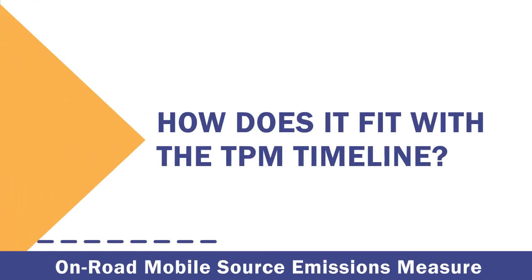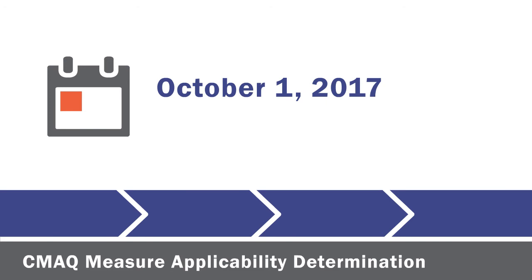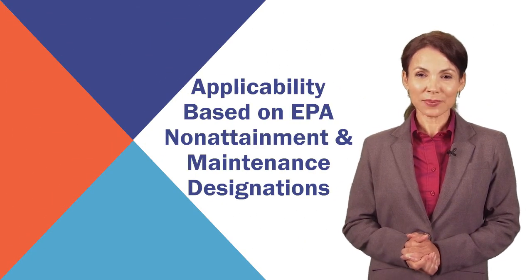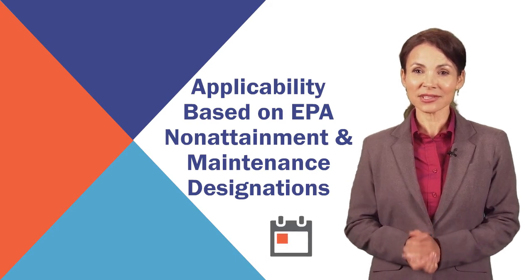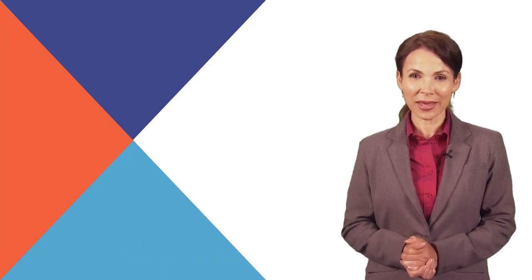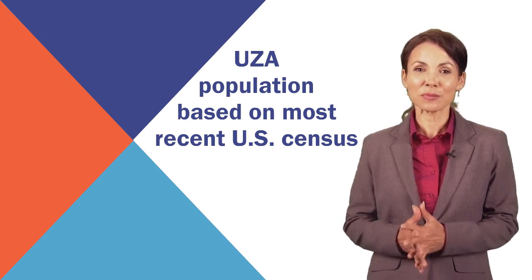Our third and final question is, how does the determination fit with planning and the Transportation Performance Management (TPM) timeline for state DOTs and MPOs? The FHWA made its first CMAQ measure applicability determination based on the information available on October 1, 2017, and will do so every 4 years thereafter. These determinations will be based on U.S. EPA's non-attainment and maintenance designations as of 1 year before the state's baseline performance period report is due to FHWA.